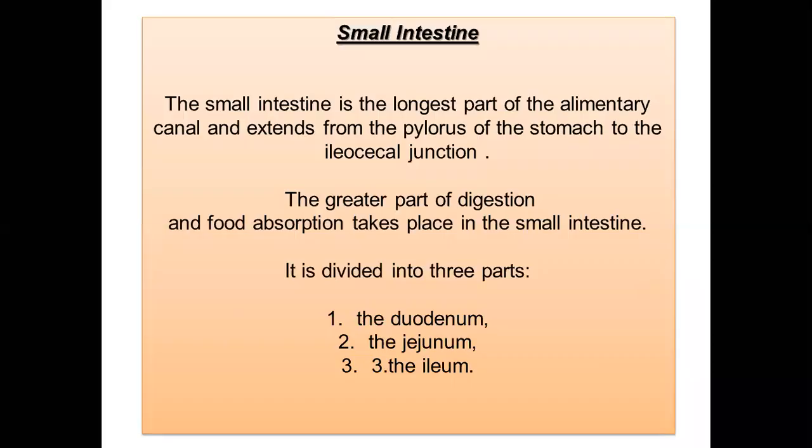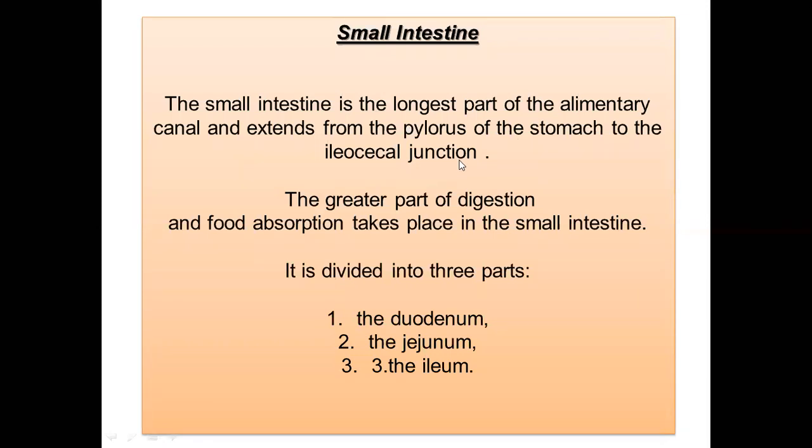So now moving on to the next organ in the abdomen, that is the small intestine. The small intestine is the part of the GIT which is the longest part of the alimentary canal, and it extends from the pylorus of the stomach to the ileocecal junction.